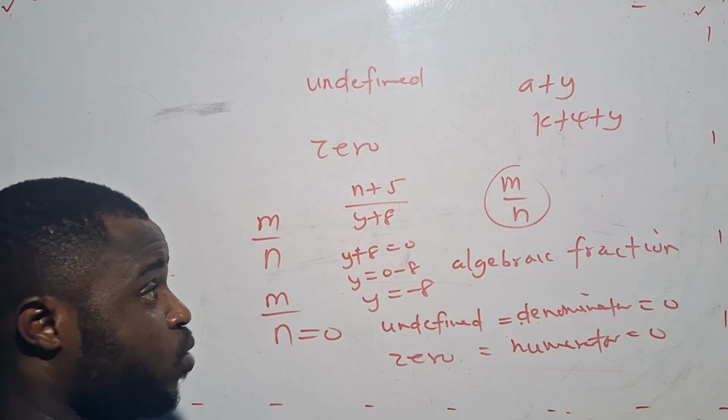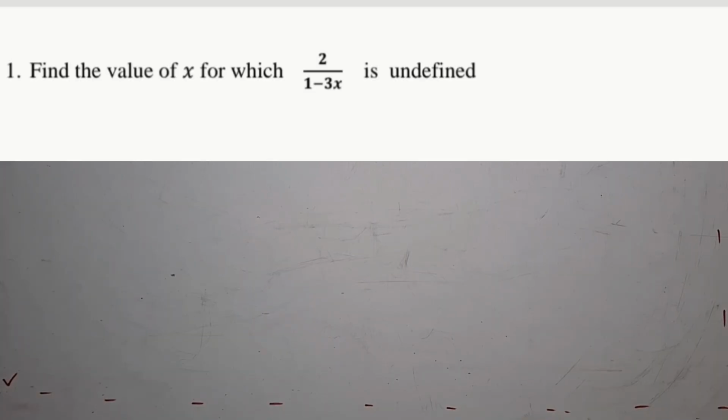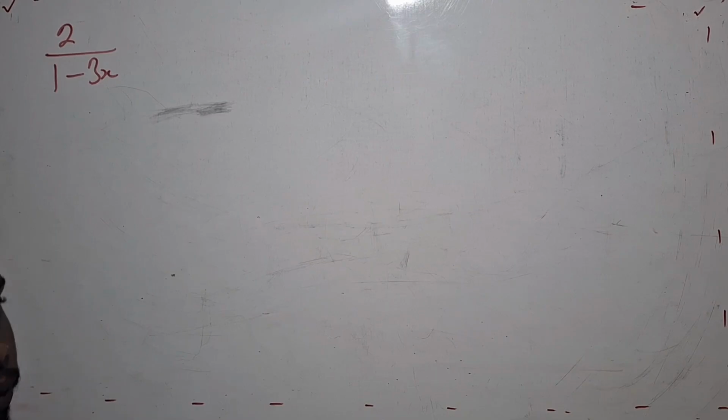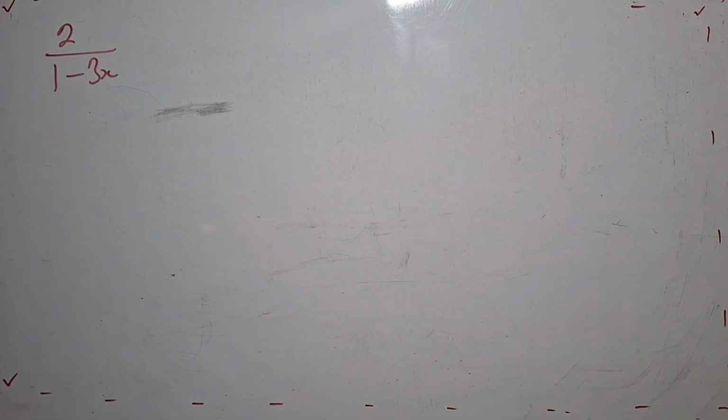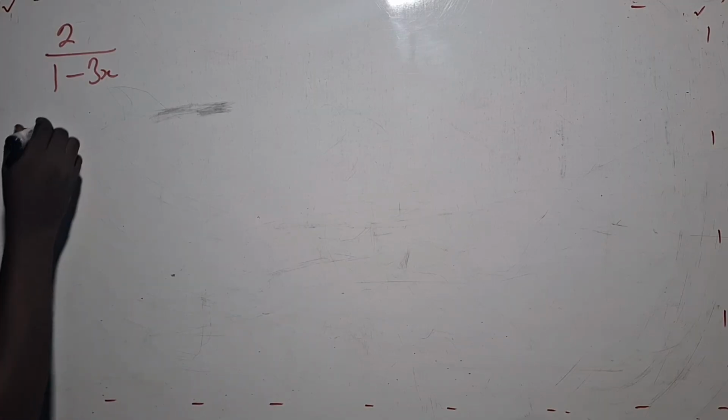Let's take our first question on this. The first question says, find the value of x for which 1 over 1 minus 3x is undefined. This type of question appears every year in WASSCE, so take note of that and master it. There are some questions that are just bonus questions for you. And I've told you undefined deals with the denominator. So we are going to solve.